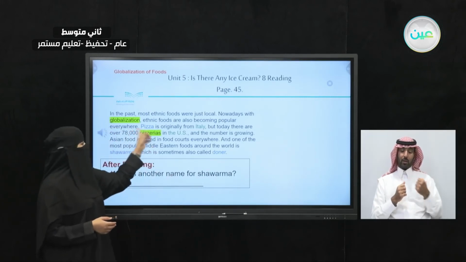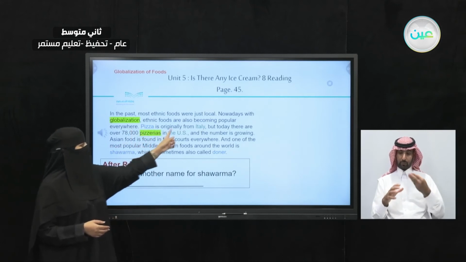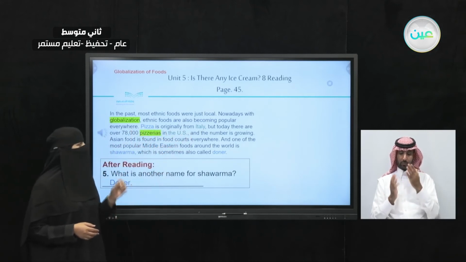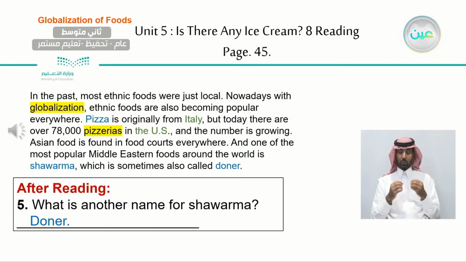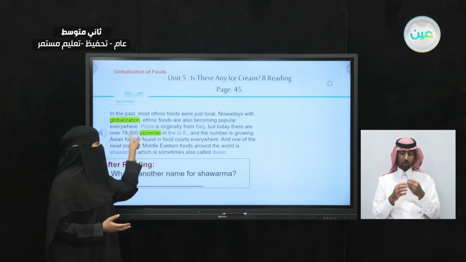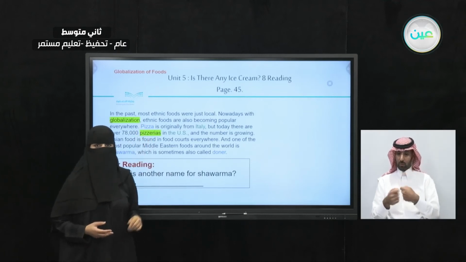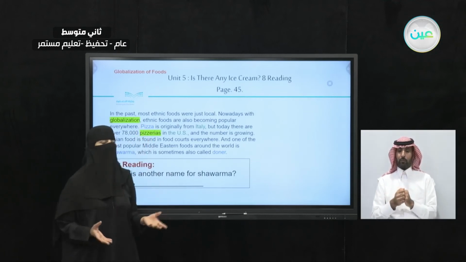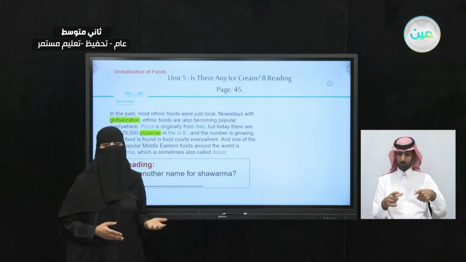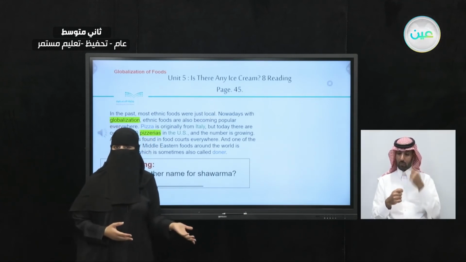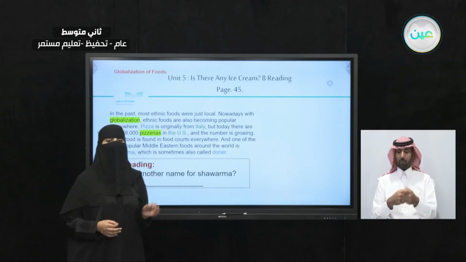So here you can find it in the text. Pizza is originally from Italy, but today there are over 78,000 pizzerias. So now, did you find the meaning of the word pizzeria from the context? So looks like it is related to pizza, right? From the word and from the context. So pizzeria, it's the place where they're making the pizza. The restaurants that are famous for making pizzas are called pizzerias.